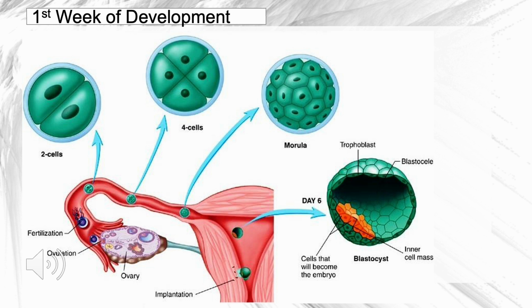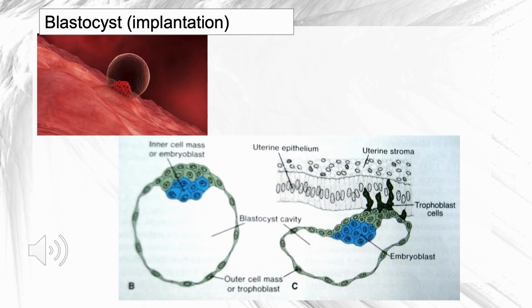Embryonic stem cells are derived from inner cell mass. These cells are pluripotent and can form virtually any cell or tissue type. They have a potential for curing a variety of diseases. The zona pellucida has disappeared, allowing implantation to begin.